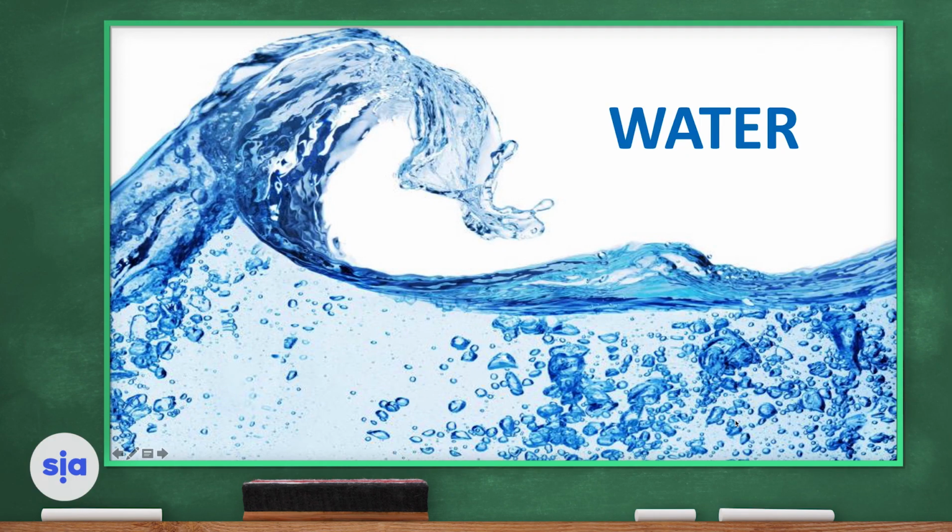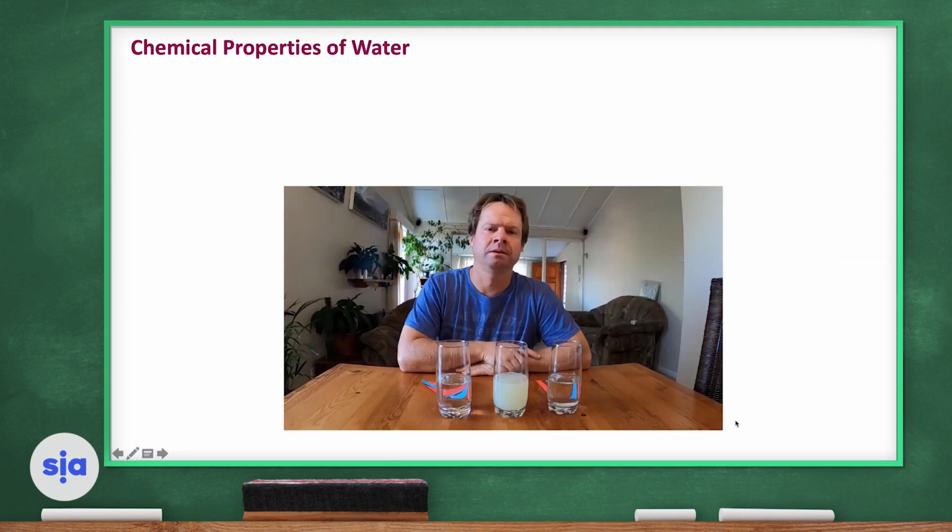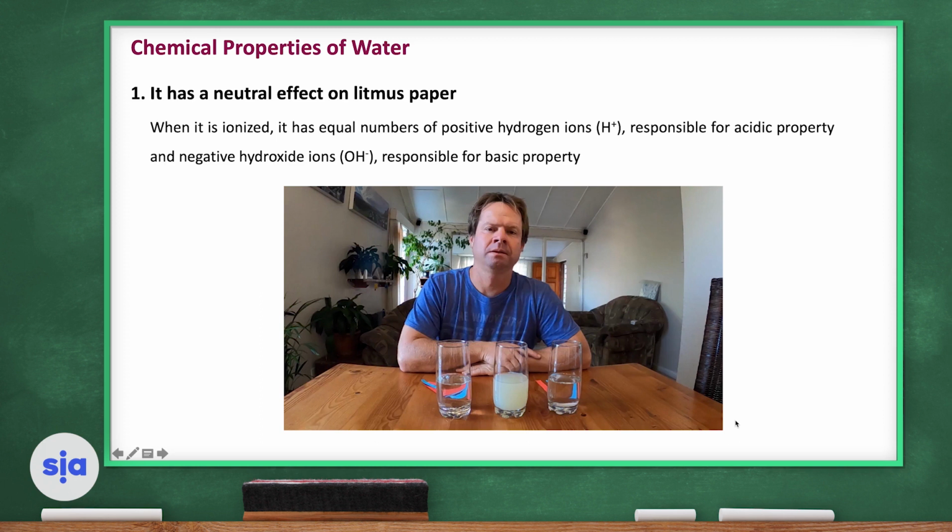Well, let's continue talking about water. Today we are going to discuss chemical properties of water. It has a neutral effect on litmus paper. So when it is ionized, it has equal numbers of positive hydrogen ions responsible for the acidic property and negative hydroxide ions responsible for basic property. Let's watch this video together.